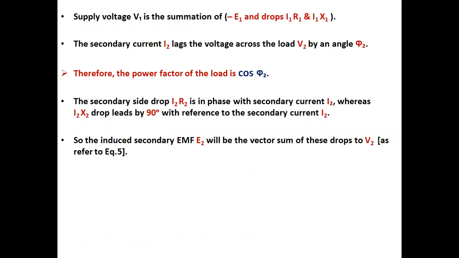The secondary current I2 lags the voltage across the load V2 by an angle phi 2. Therefore, the power factor of the load is cos phi 2. The secondary side drop I2 R2 is in phase with the secondary current I2, whereas the I2 X2 drop leads by 90 degrees with reference to the secondary current I2. So the induced secondary EMF E2 will be the vector sum of these drops and V2, as referred to in equation number 5.